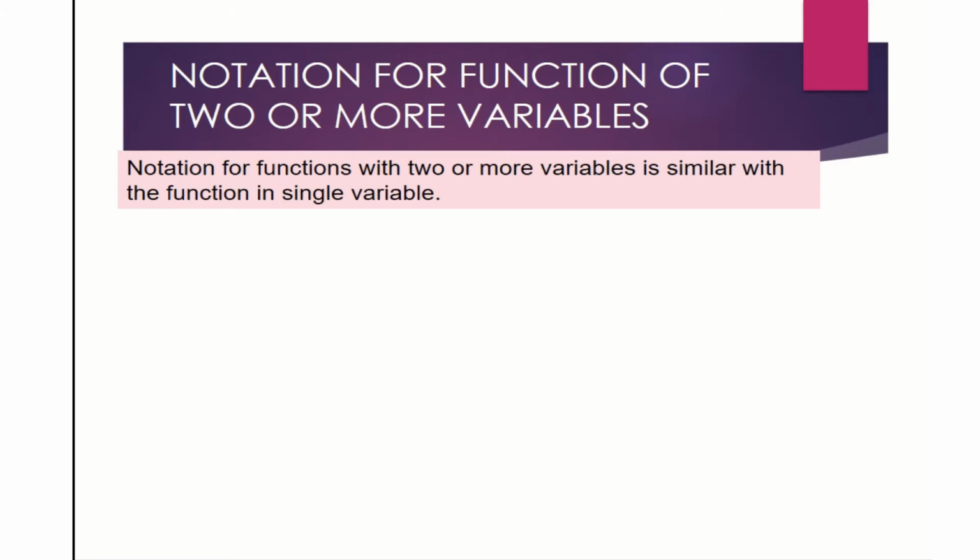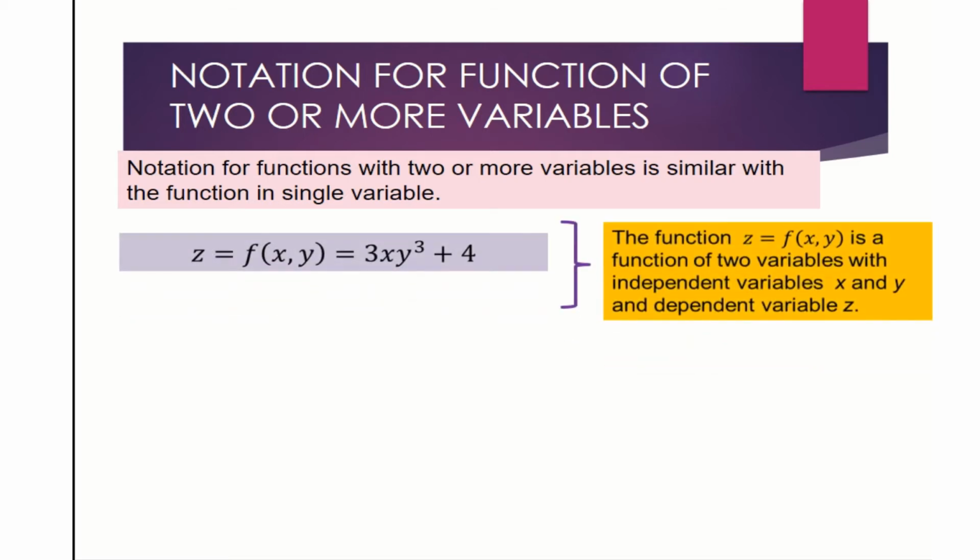The notation for functions with two or more variables is similar to the functions in a single variable. Let us assign z to represent the function f(x,y) as shown here. z is equal to f(x,y) is equal to 3xy cubed plus 4. The function z is a function of two variables with independent variables x and y, and the dependent variable is z.